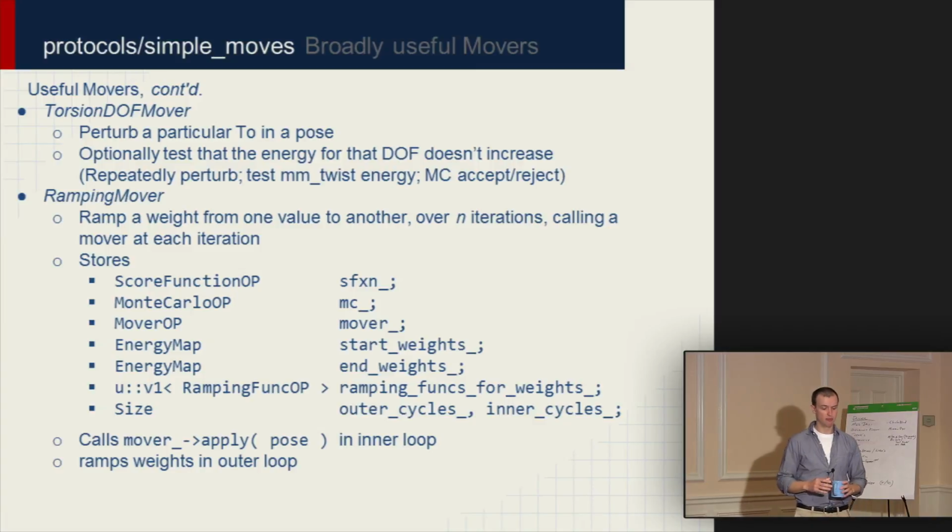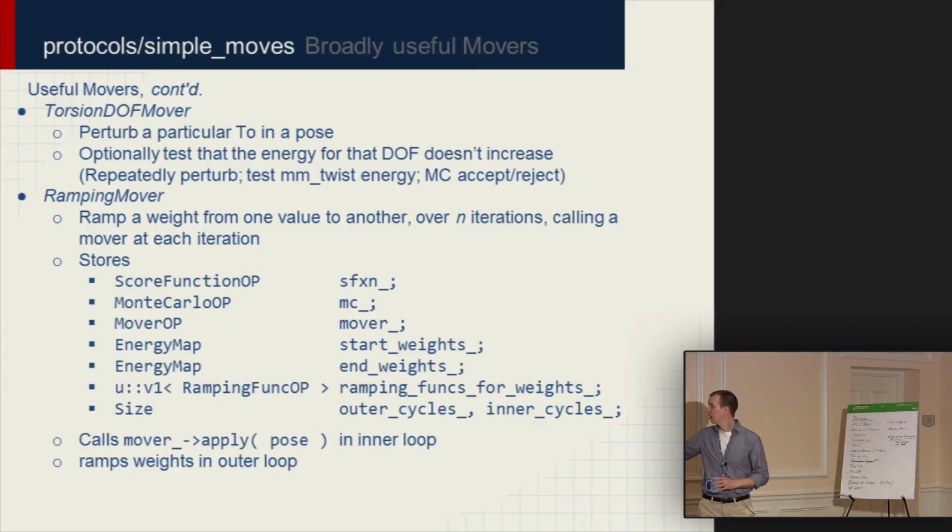So the ramping mover is a pretty fun one. This one is one that you could use in tandem with the min mover and the pack rotamers mover. So how does it work? You ramp a weight from one value to another over n iterations, calling a mover at each iteration. It's not the whole story, so let's take a look at what it stores. It stores a score function OP, right? So it's not making a pledge that it's going to leave that score function unchanged. In fact, I'm telling you it's going to change the score function.